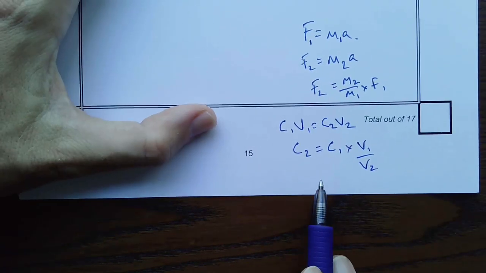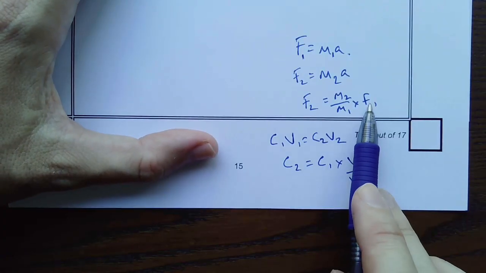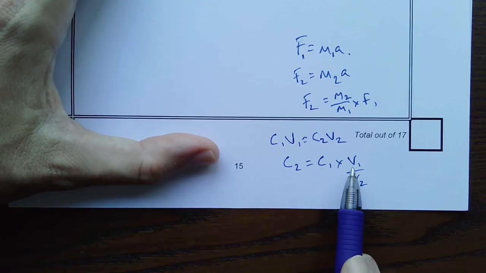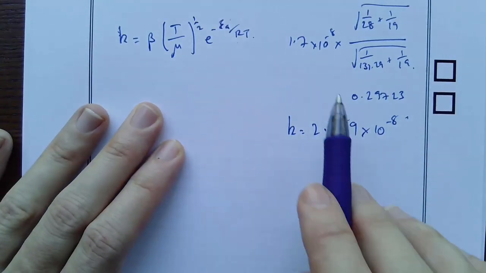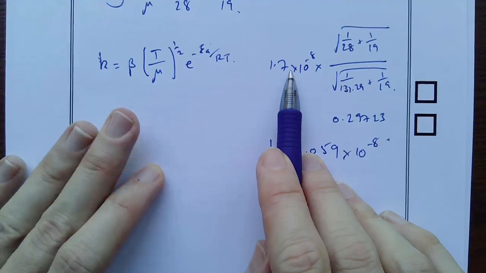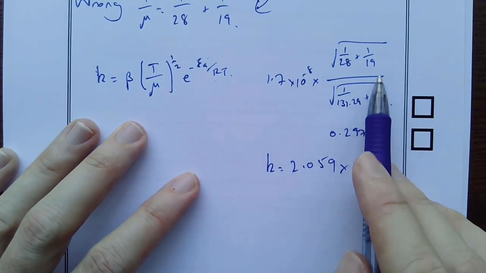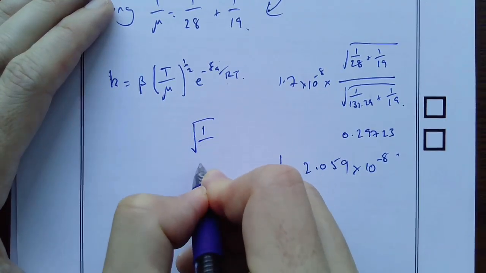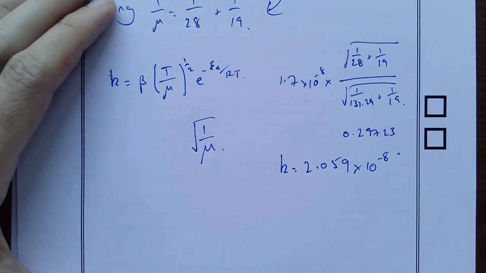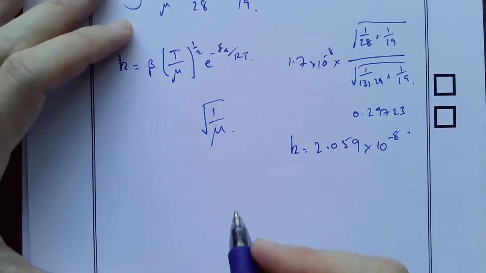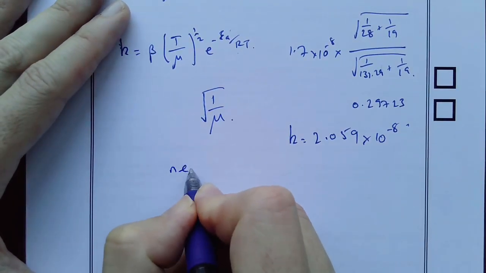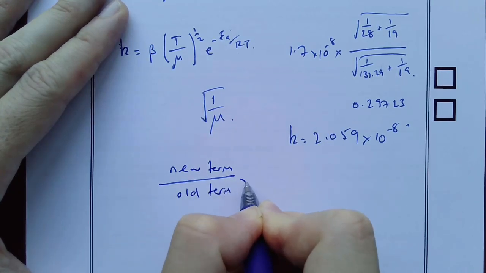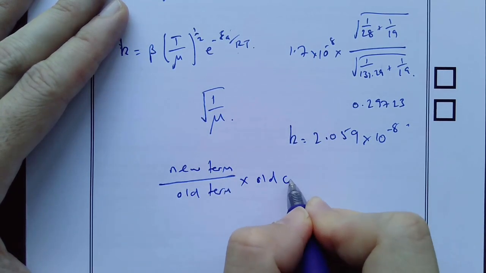And that's all I'm doing. It's the old force multiplied by the ratio of masses, the old concentration multiplied by the ratio of the volumes. Here, it's the old rate constant multiplied by the ratio of the square root of 1 over mu. That's all I've done. It's the new term divided by the old term multiplied by the old constant.